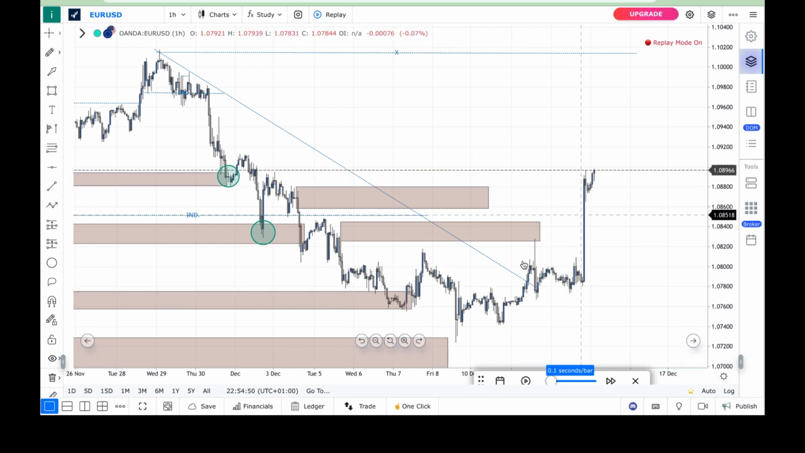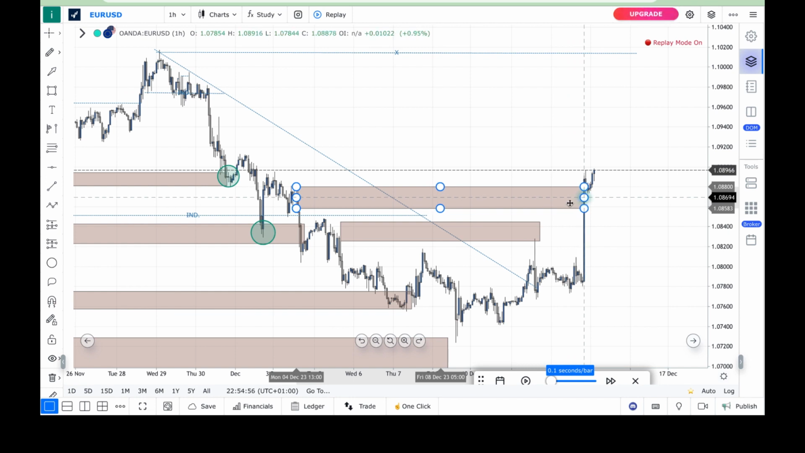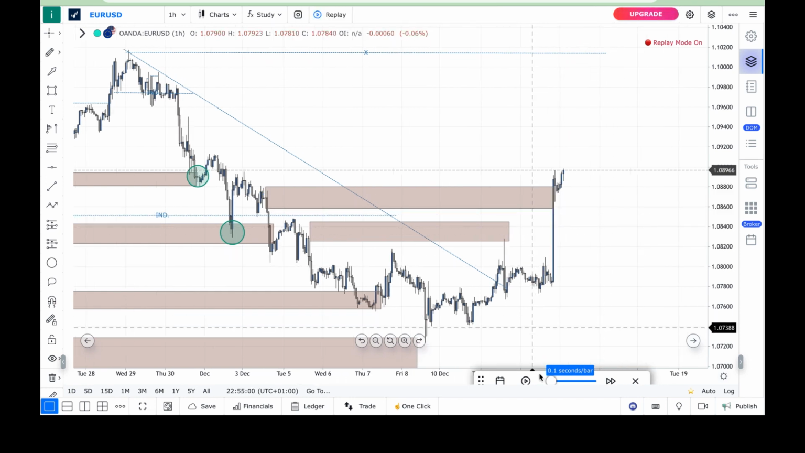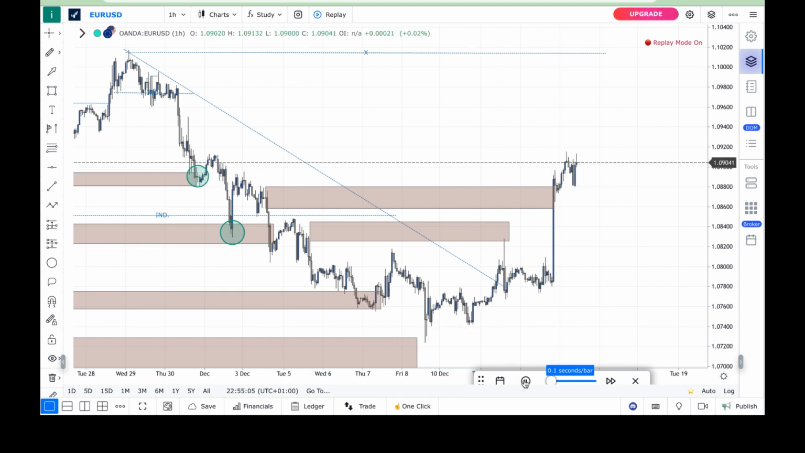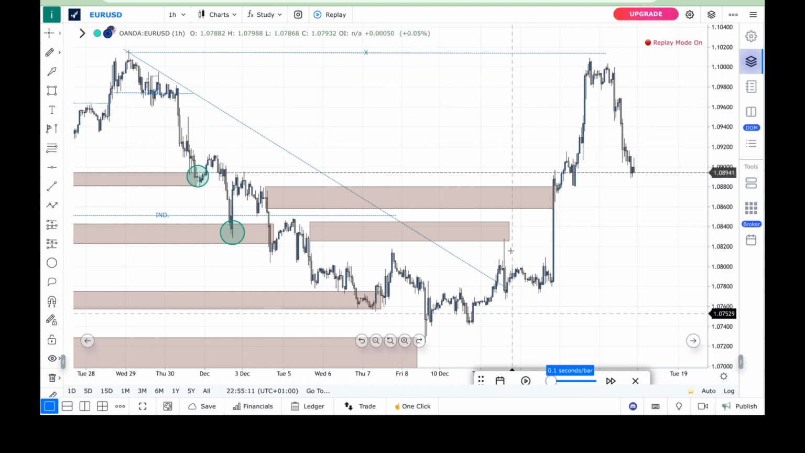Failed. Can you see? Failed. Took out these two people. Yes, took both of them out, and let's see what happens. Oh, see, look at the way it's heading for that external liquidity. Look at the way it's heading. Look at the large movement.